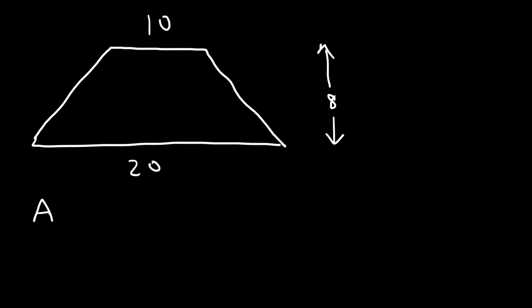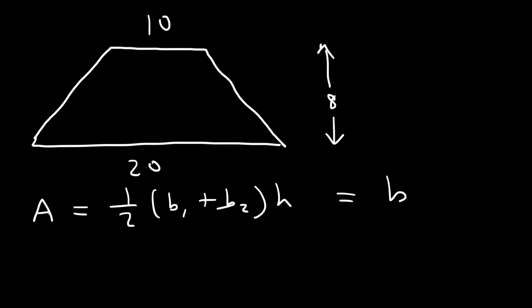The area of a trapezoid can be calculated using this formula. It's 1/2 b1 plus b2 times the height. So you can think of it as the average base length times the height. To find the average of something, you need to add two things up and then divide by 2. So what's the average base length in this example?